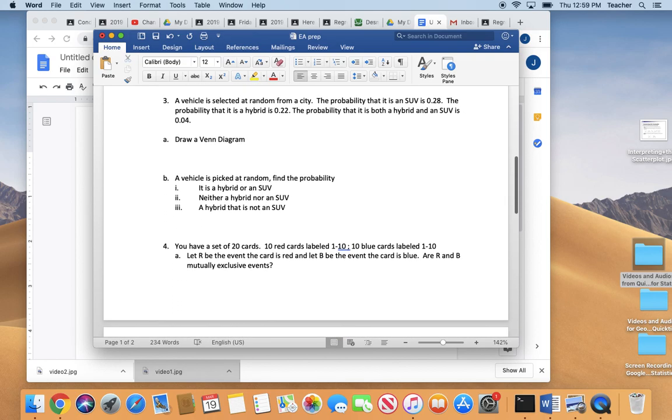This is a problem where some of you had struggled a little. It says a vehicle is selected at random from a city. The probability that it is an SUV is 0.28. The probability that it is a hybrid is 0.22. The probability that it is both a hybrid and an SUV is 0.04. Draw a Venn diagram. This is where some of you, if you had comments on your page 593 that you returned, need to look at the Venn diagram stuff. Here's where you really need to pay attention.